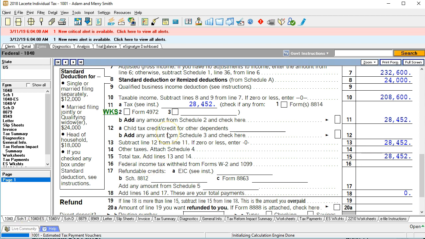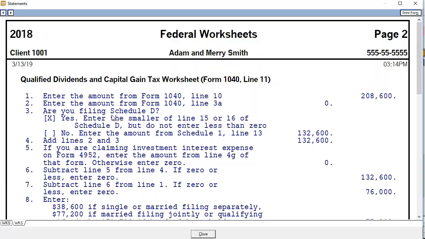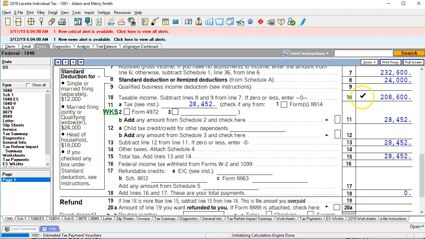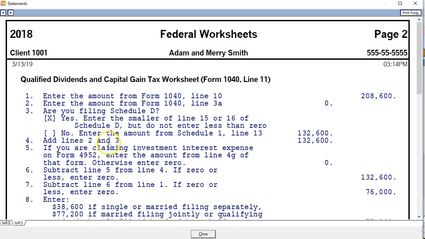Just note once again that the calculation of the tax may be a little bit more complicated than even just the normal progressive system. If we take a look at a worksheet on the calculation of the tax, just to get an idea of it, we have line 1, enter the amount from Form 1040, line 10. So 1040, line 10 is going to be the taxable income, including the amount on Schedule D, the gain on the sale, as well as the amount of income.